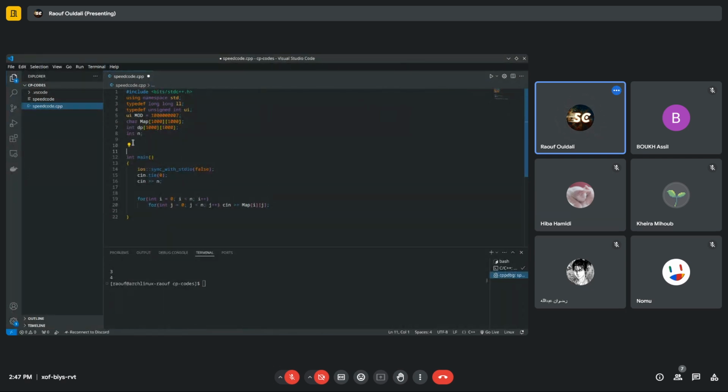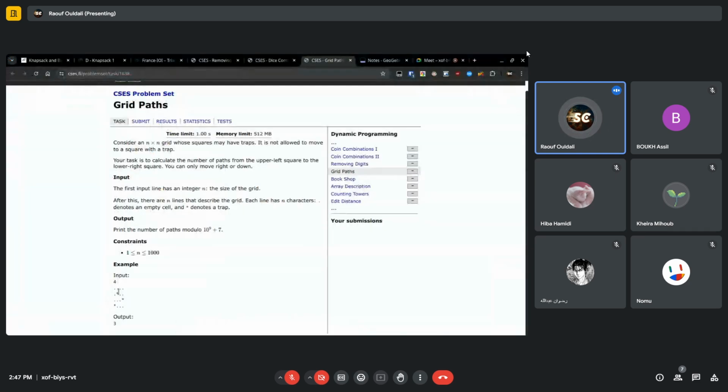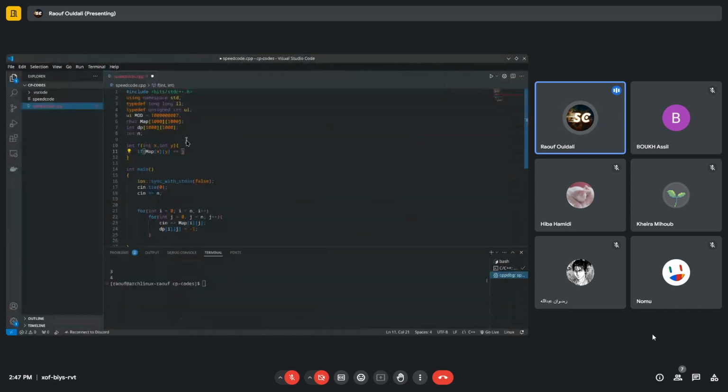Then we apply our formula. But before, we fill it with minus ones, of course. And dp i j is equal to -1. And this is also an integer. If map x, y is equal to this character, then it's a trap, so we return 0.